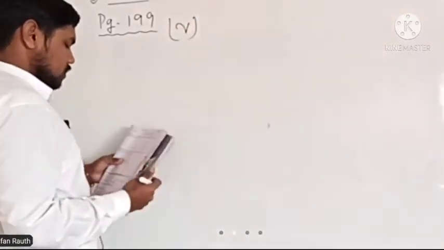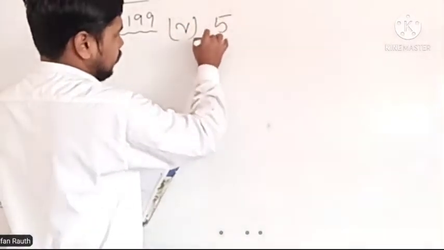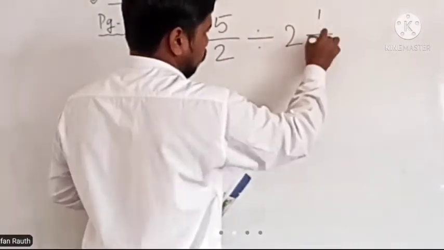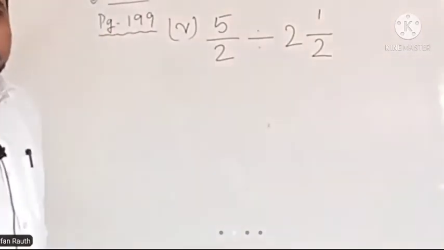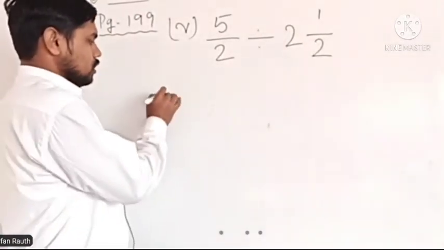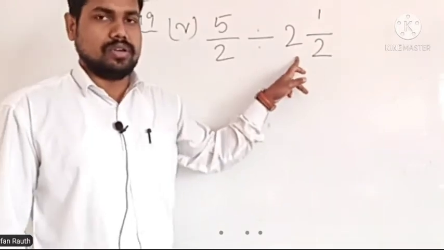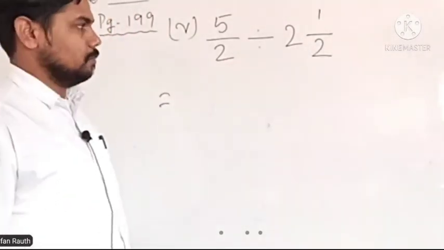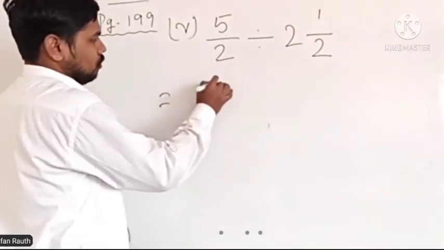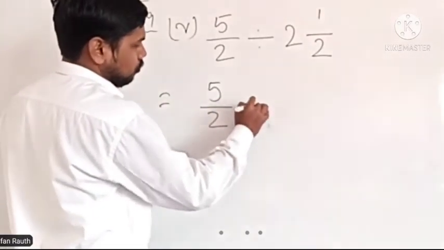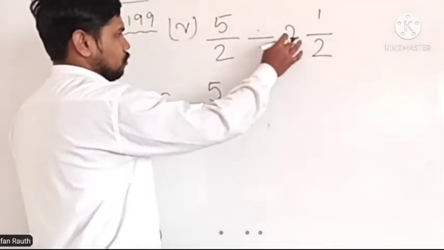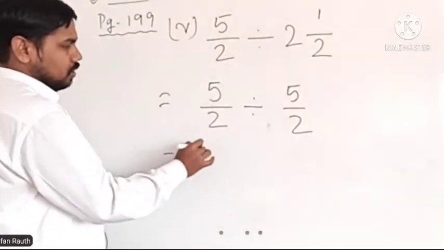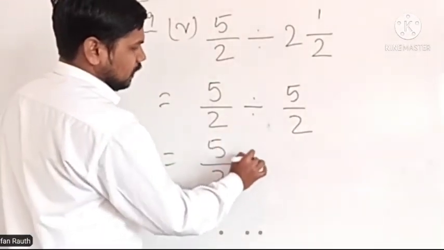The question number 5 which we have is 5 divided by 2, you need to divide by 2 whole 1 by 2. So first we will convert this mixed fraction into the improper one, and after that we will make the reciprocal of the number and then we'll multiply it. So 5 divided by 2 and again divided by 2: 2 twos are 4 plus 1 is 5 divided by 2. Now we will change to the reciprocal. It will become 5 divided by 2 multiplied by 2 divided by 5.